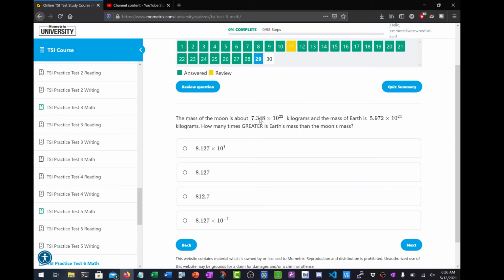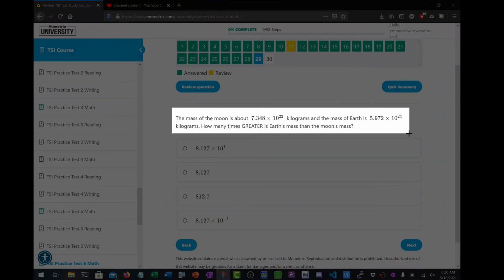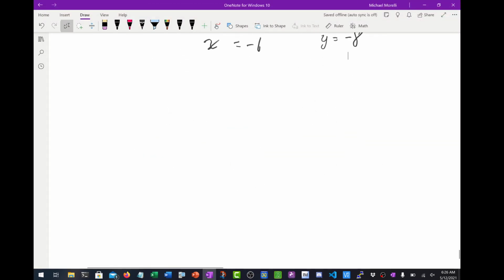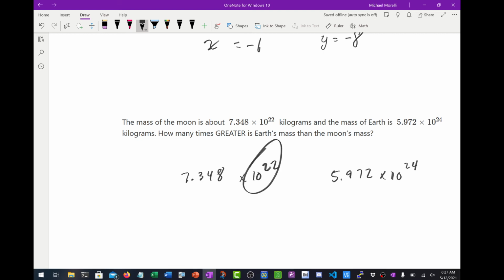The mass of the moon. Okay, so I need to grab this real quick. So here we're messing with this scientific notation. So I just want to explain how I'm thinking about this. So here's my two masses. I need these to be the same in order for me to work with them. So here's how that works.